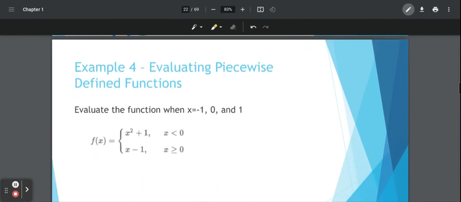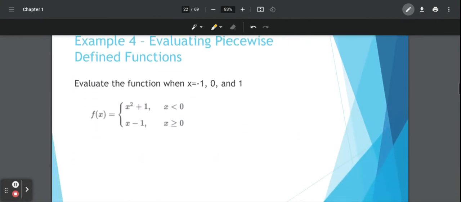We also have piecewise functions. So piecewise functions are almost two functions that come together, but they have two separate domains. So in this first example, if we have values for x that are less than 0, we're going to use x squared plus 1. If we have values for x that are greater than 0, we're going to use x minus 1. So if we're evaluating the function, we'll first start with when x is negative 1.